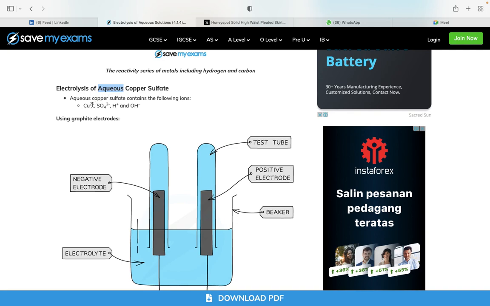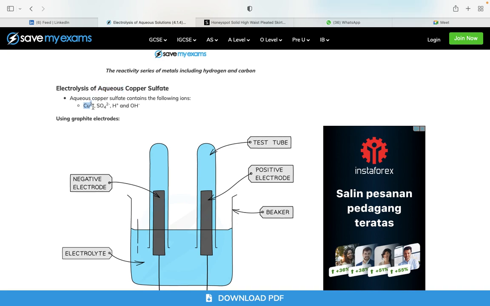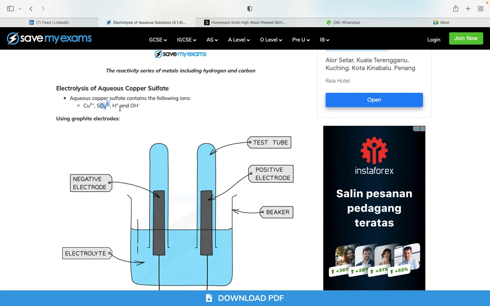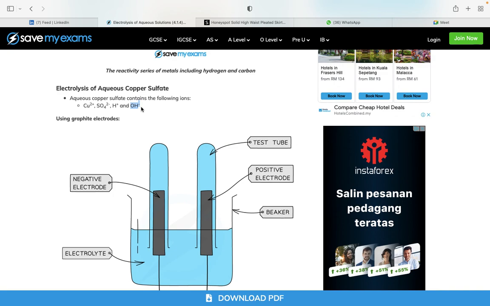The copper sulfate will produce the copper 2 plus ion and the SO4 2 minus ion. So the copper sulfate itself is producing these two ions, the copper ion and the sulfate ion. And then because it's aqueous, remember we already explained this concept, it will also produce the hydrogen plus ion and the OH minus ion.